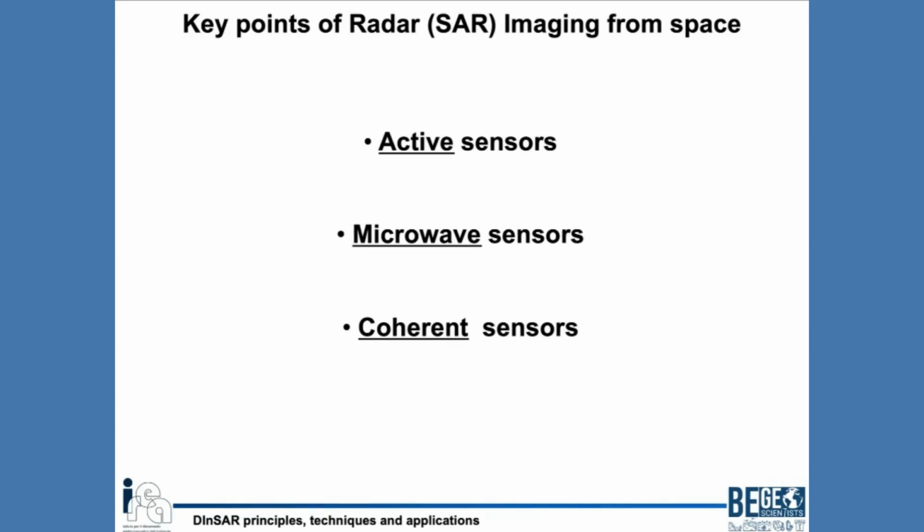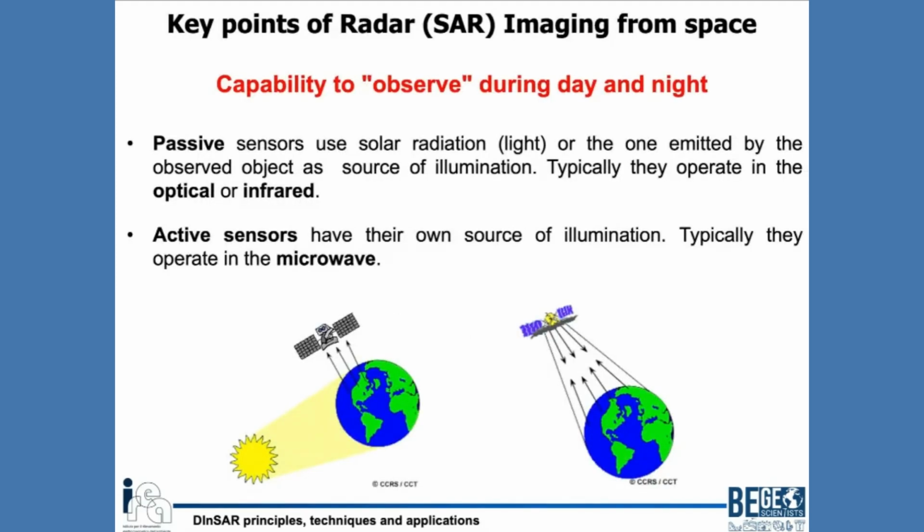With respect to other sensors, the SAR is an active sensor, and I will explain what that means. It is a microwave sensor, and I will show you how it works. And an important aspect is that the synthetic aperture radar is a coherent sensor. So let's move to the first point.